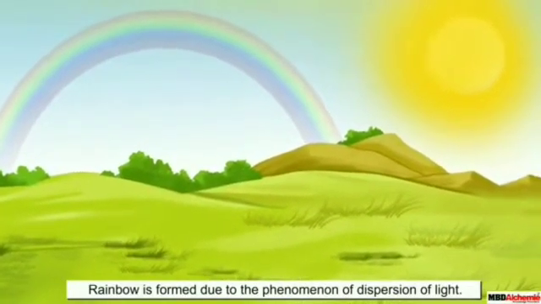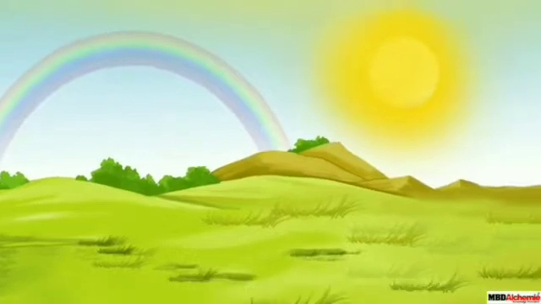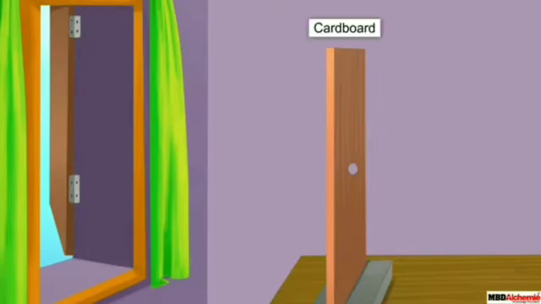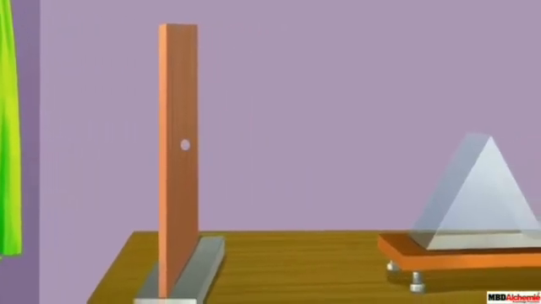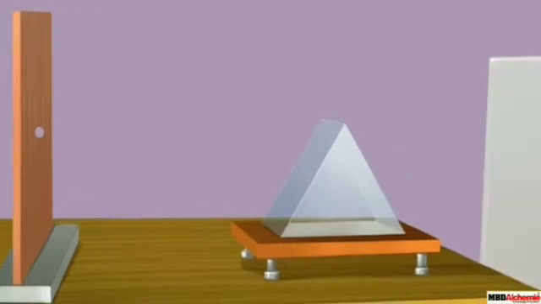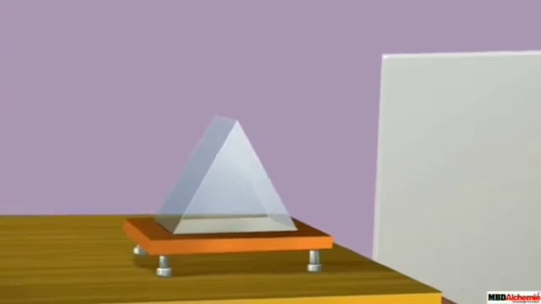To understand the reason for this, we shall do an activity. For this activity, we need a prism, a white sheet, and a cardboard with a small hole at its center. Place the cardboard at the position such that the sunlight falls directly on it. Next, keep the prism such that the light passing through the hole of the cardboard falls on the surface of the prism. And at the other end of the prism, fix a white screen or sheet.